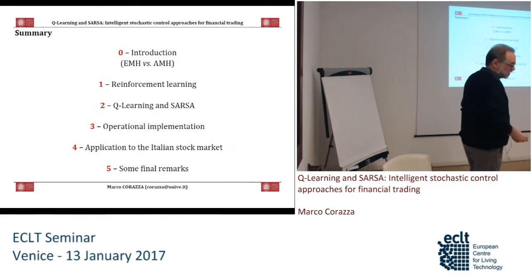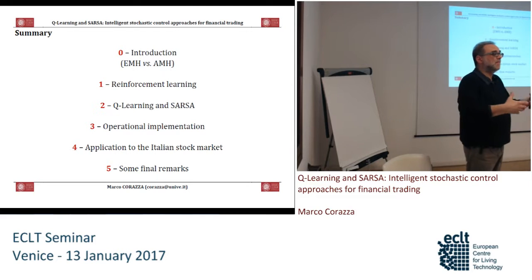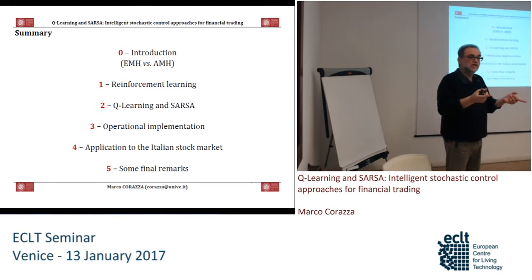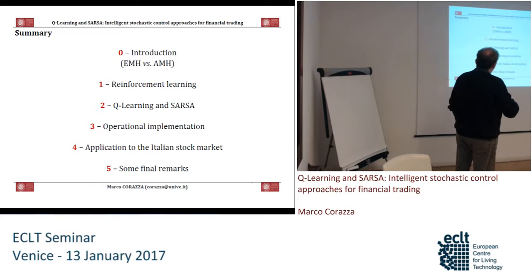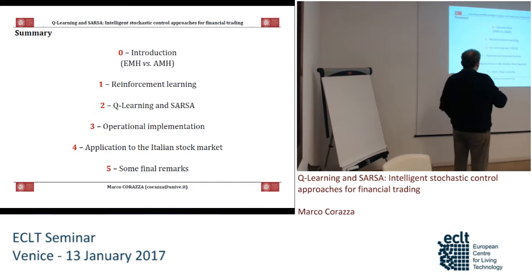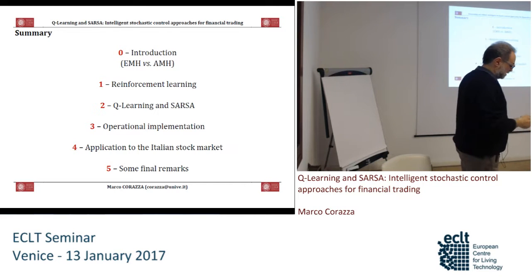Here you have more or less a summary of this talk. There will be an introduction, in which I'll attempt to find some methodological base for the building of trading systems. Then I spend some words about reinforcement learning in general as a philosophy of learning, and then I introduce in particular the two algorithms and the related stochastic control optimization problem that we solve for the trading system. Then, at the end, we'll see the details about the operational implementation of this trading system and an application to 5 assets, 5 stocks of the Italian stock market.